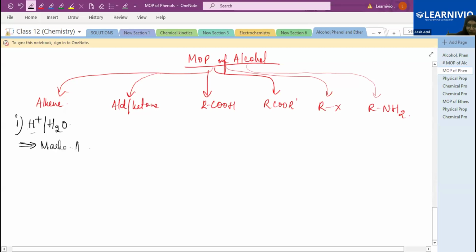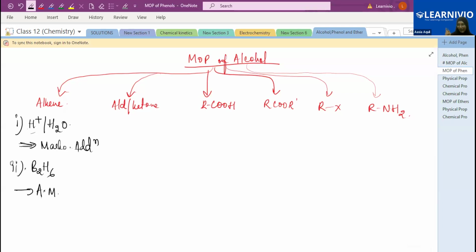The Markovnikov addition rule. The second method from alkene is when you use B2H6, diborane, along with hydrogen peroxide in the second step. We use the anti-Markovnikov addition rule in this. When we use B2H6 with an alkene, whether unsymmetrical or any alkene, in the hydroboration oxidation reaction, which rule do we follow? Anti-Markovnikov addition.